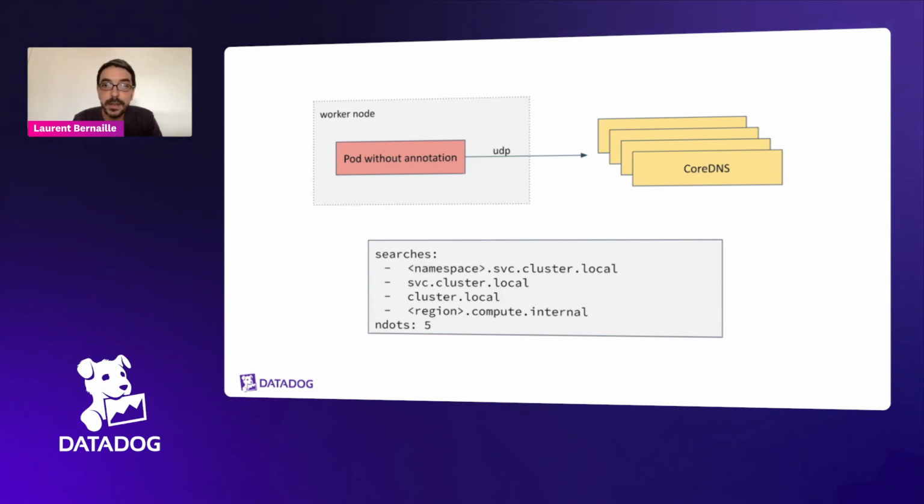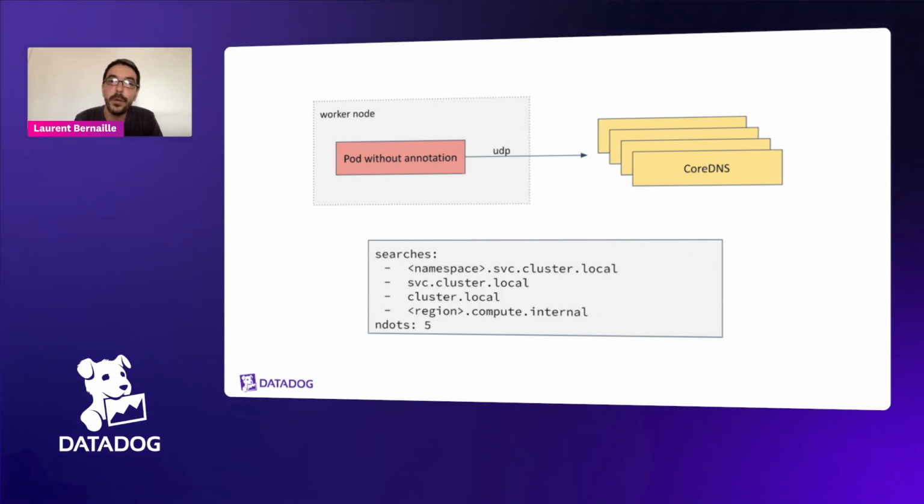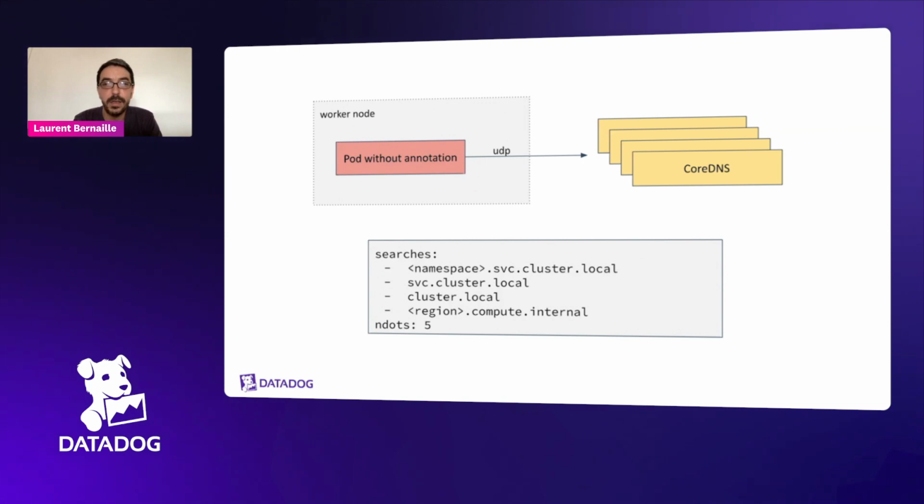But of course, since ndots is equal to 5, if you do a normal query such as www.google.com, it has only 2 dots, which means your resolver is going to iterate over all the domains and then finally try and resolve www.google.com. So for a single query, you're actually doing 5 queries. And if you're also doing IPv6, which is very likely because it's the default in most installations, you're going to do 10 queries for a single answer you need.